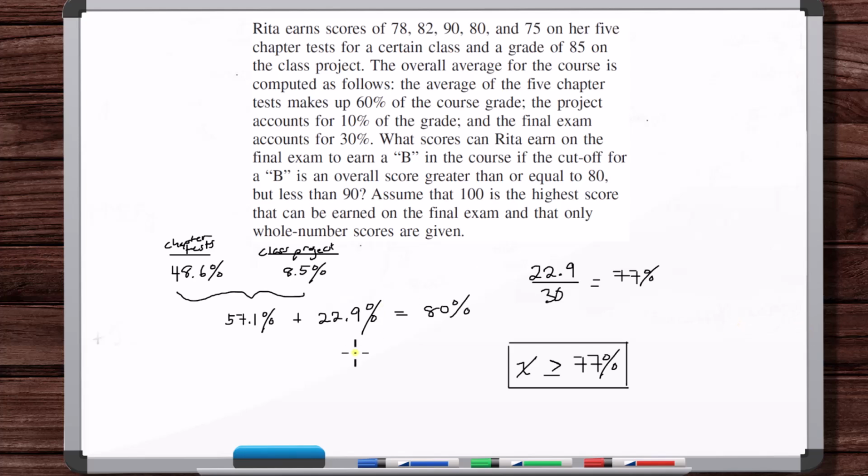I mean, we can calculate if she wants to get an A. So add 10%. Wait, okay, I messed this up. I'm sorry. So if she got 100% on her final exam, she wouldn't have a 97.1%. She'd have an 87.1%. 57.1 plus 30 is 87.1. So she can't get an A in the class unless there's some form of extra credit on the final. If she got 100 on her final exam, she'd get all 30% here and have an 87.1% average.